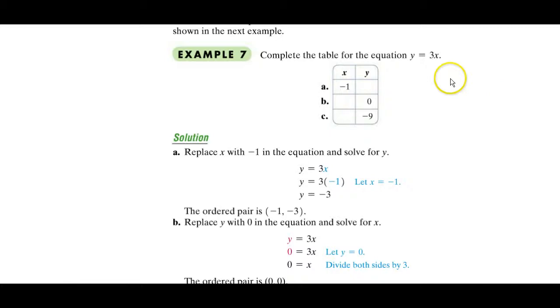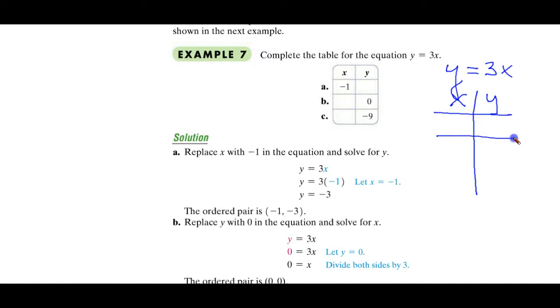So you want to have practice of doing this. You would write y equals 3x and then a T-chart. And they're saying negative 1, 0, and a negative 9. Okay, so maybe you could do this mentally. It's kind of an easy equation. If x is a negative 1, 3 times negative 1 is negative 3, y equals negative 3.